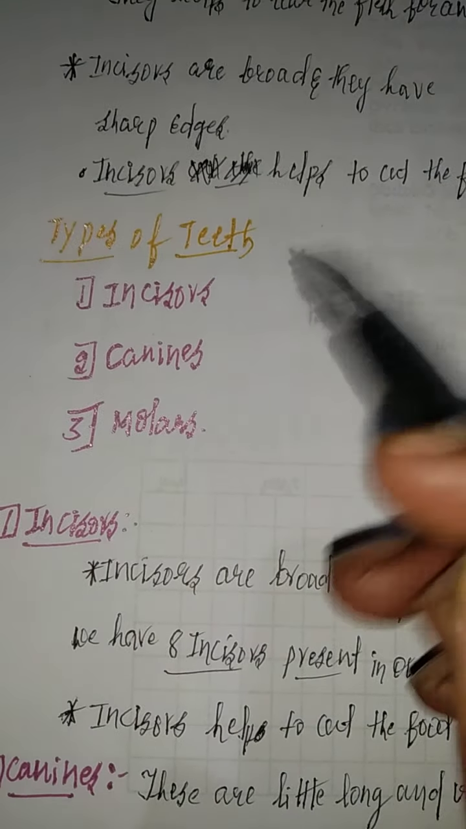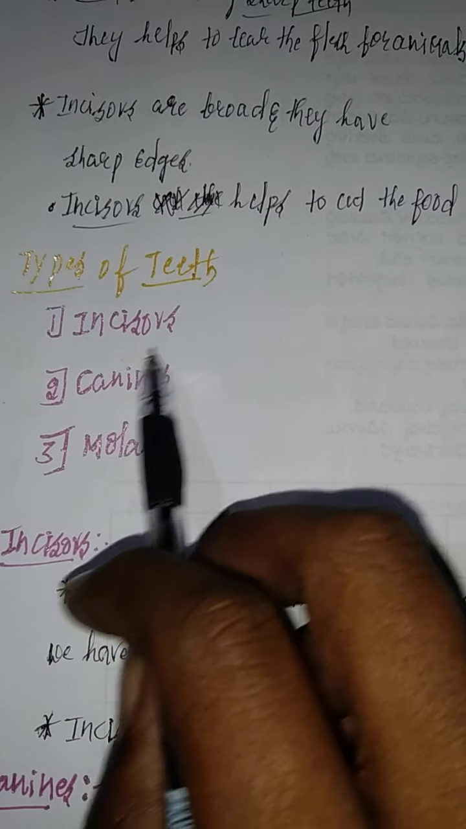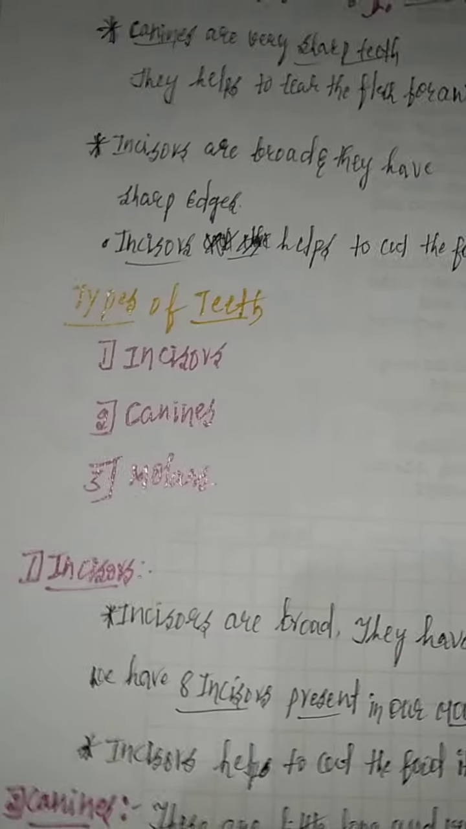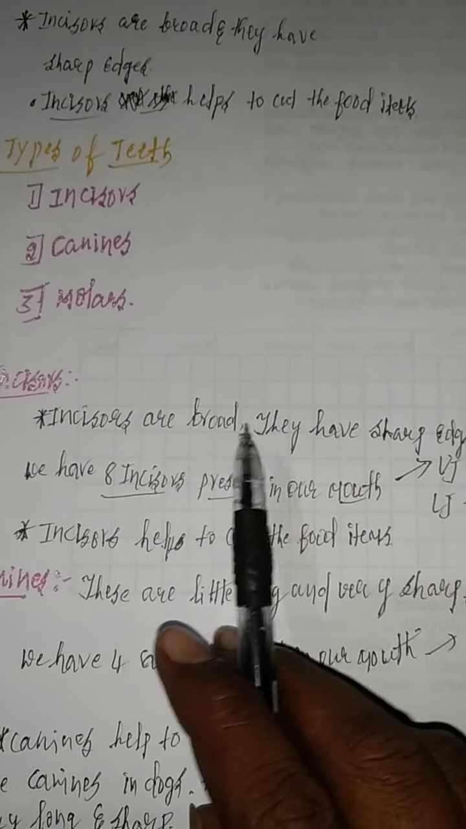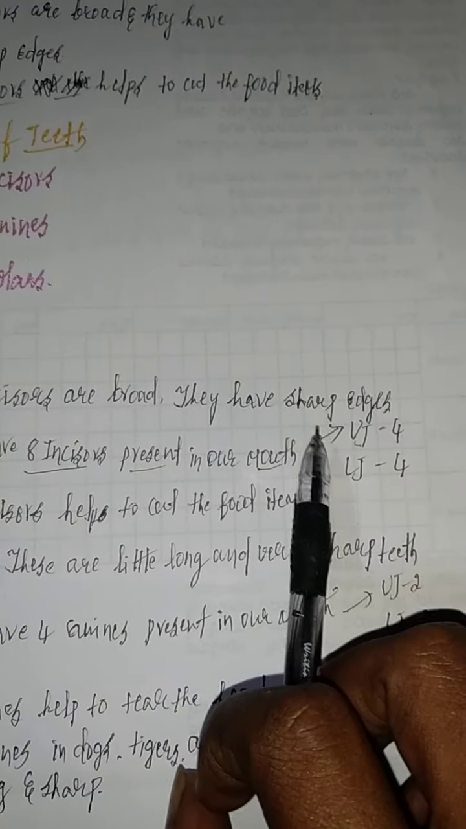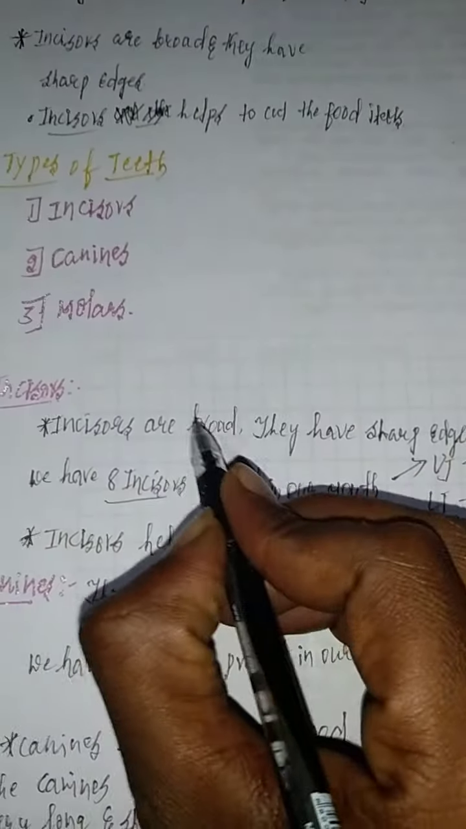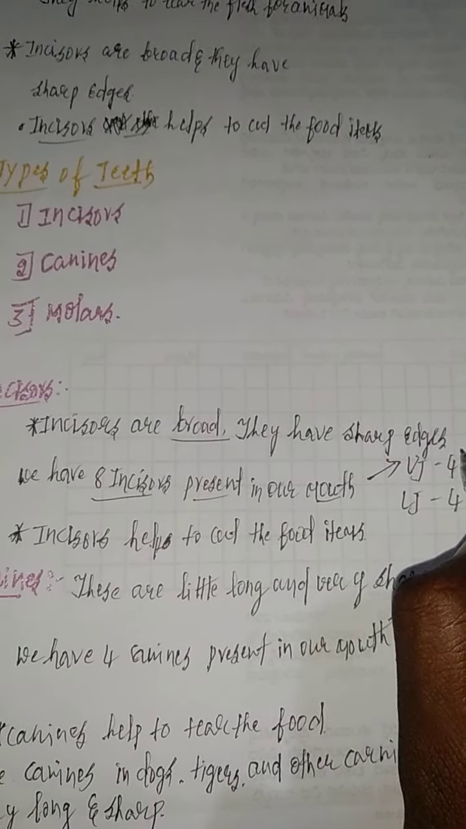In the last class we discussed the types of teeth. There are three types of teeth: first incisors, second canines, third molars. Incisors are broad and they have sharp edges.